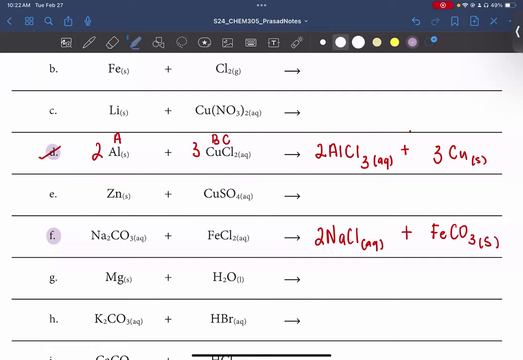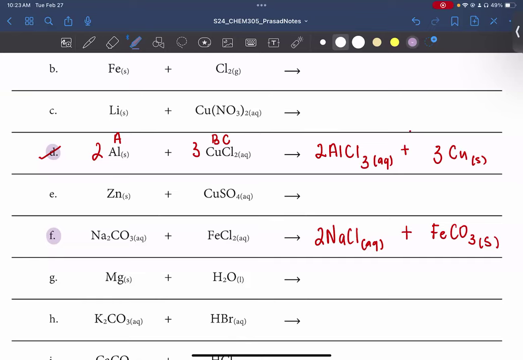You have a question? This should be a 2 minus. Right, 2 plus. Should we put the state symbols on the reactants? No, because if they're charged, that is a direct implication that they're aqueous. Okay, so it's just not necessary. Does that make sense? Yeah. Okay.